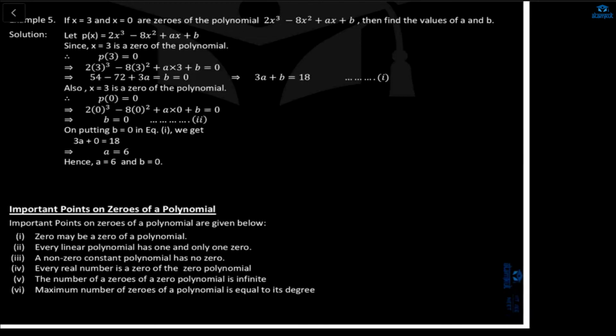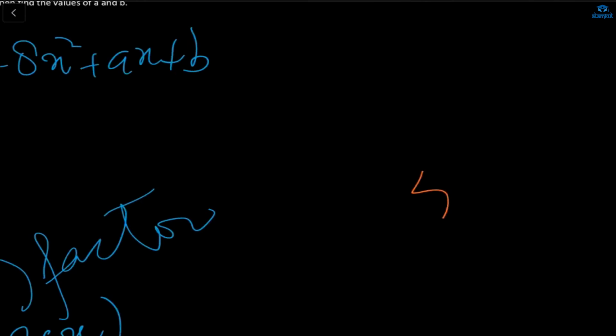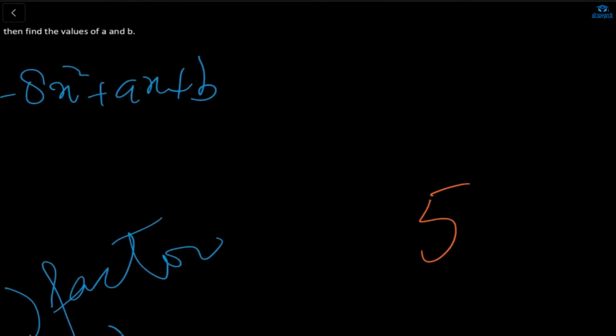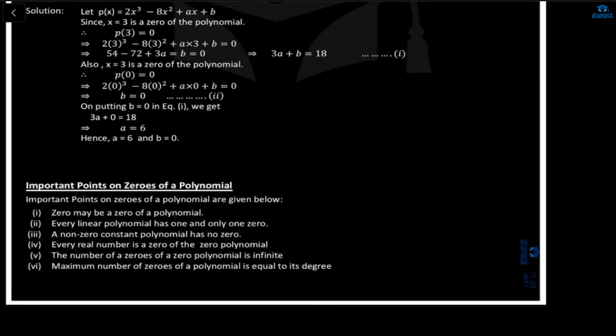Understood? Now, for example, if I write 5, what is that? I told you this is a constant polynomial. When I was telling you the classification of polynomials, 5, 6, 7, 8, all these constant values are constant polynomials. So they do not have a zero, because here x is already to the power of 0, so you cannot find a zero for a constant polynomial. Understood? A non-zero constant polynomial has no zero. And every real number is a zero of the zero polynomial.